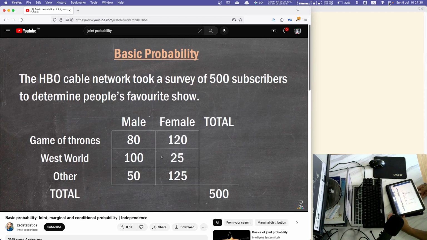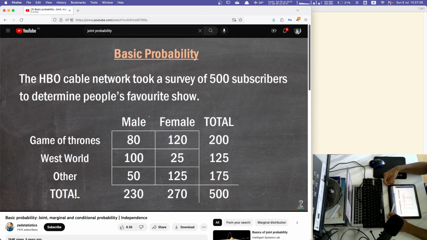Now, the other thing to note is that, of course, they're all going to add up to this total figure in the bottom right. But we can also calculate this total column and total row, where we just sum up the total number of people that thought Game of Thrones was their favourite show, and that's 200. The total number of people that thought Westworld was their favourite show, and that's 125. And we can also total up the males and females. It's 230 males and 270 females.